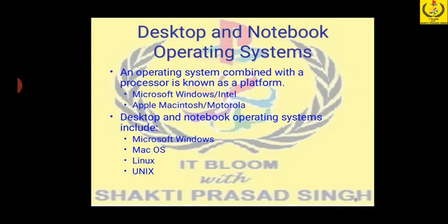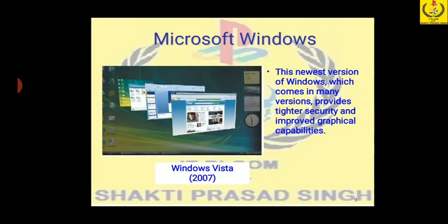Now the next one is Microsoft Windows operating system. This operating system works on graphical capability, GUI, graphical user interface, where graphical design work can be performed nicely, with various versions such as Windows 98, Windows NT, Windows XP, Millennium, Windows 2000, Windows Vista, Windows 7, 8, and then Windows 10. Now it is recently going on.